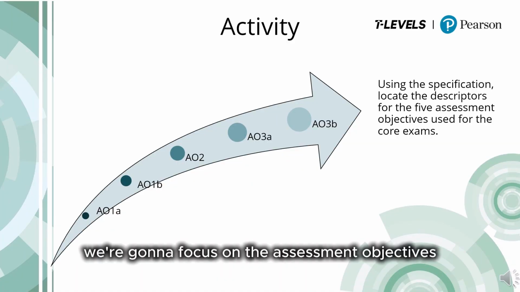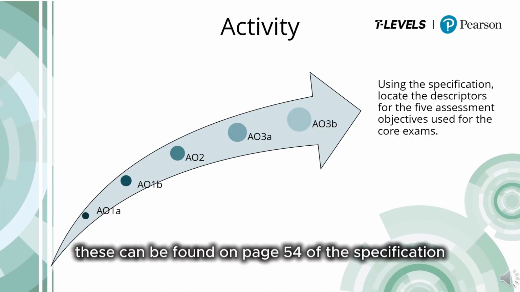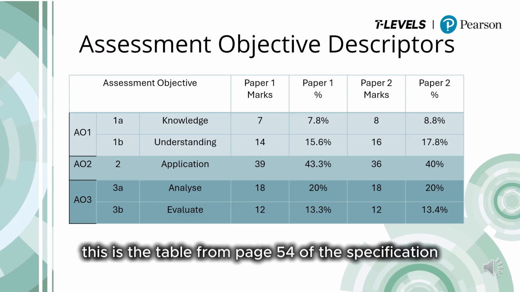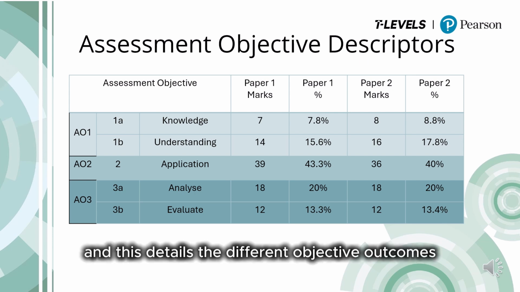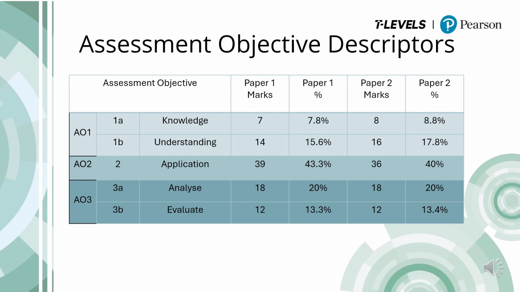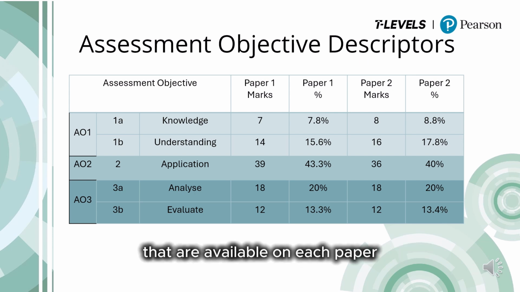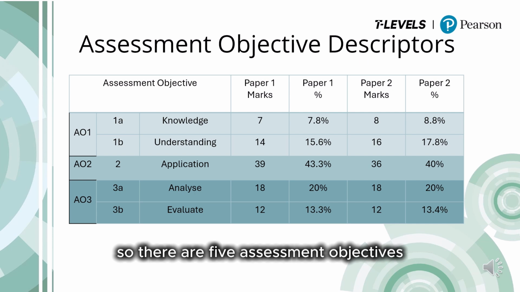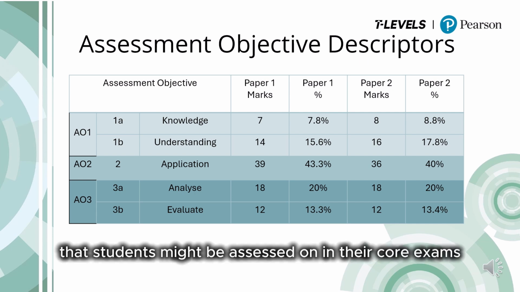In this session, we're going to focus on the assessment objectives. These can be found on page 54 of the specification. This is the table from page 54 of the specification, and this details the different objective outcomes as well as the percentage of marks that are available on each paper for each assessment objective. There are 3 assessment objectives, but assessment objective 1 and 3 are split into 2. So there are 5 assessment objectives that students might be assessed on in their core exams.